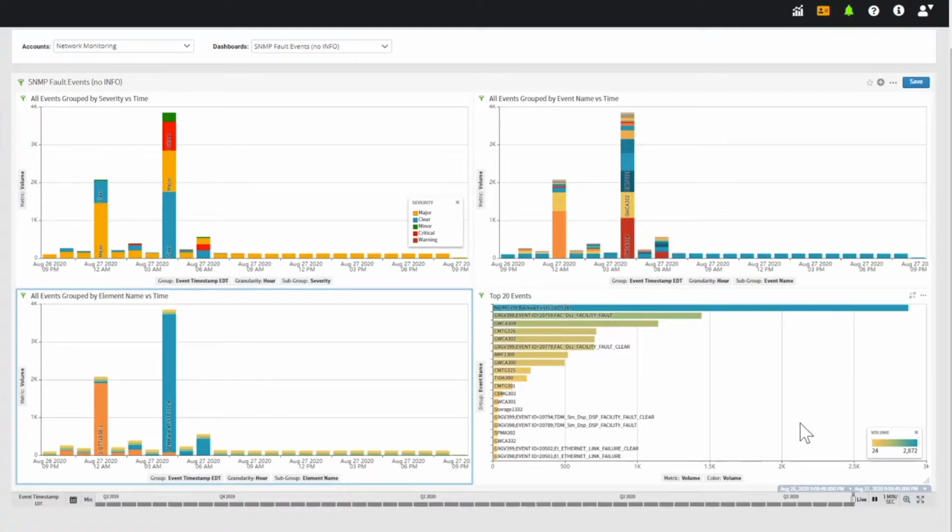Prior to us doing any drill downs, we want to pause the data. So it's in live mode. Then let's investigate this critical event. It happened at 4 a.m. on the 27th.